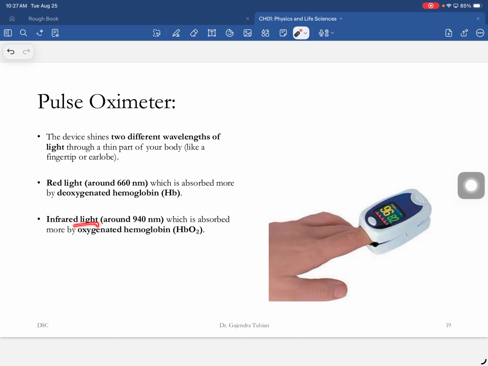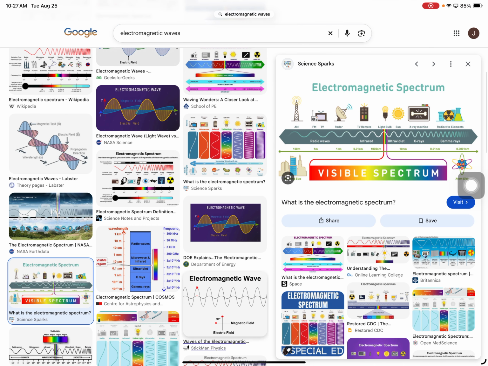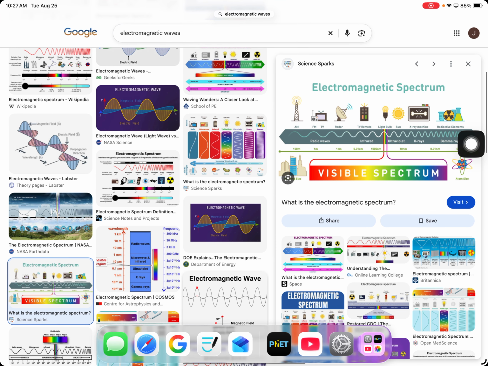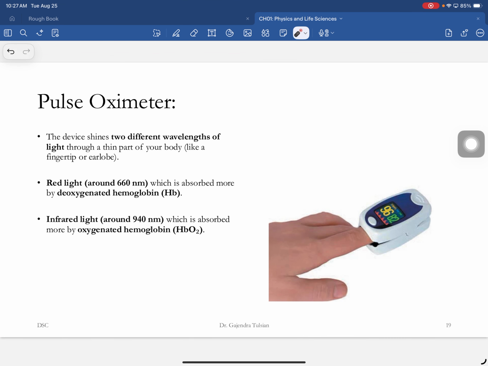Infrared light, 940 nanometers, is absorbed more by oxygenated hemoglobin. Oxygen that's bound to hemoglobin gets absorbed by infrared light. So again, there's the visible light. Here's infrared light. Longer wavelengths get absorbed by oxygenated hemoglobin, oxygenated blood. Okay, so here's what we'll do.